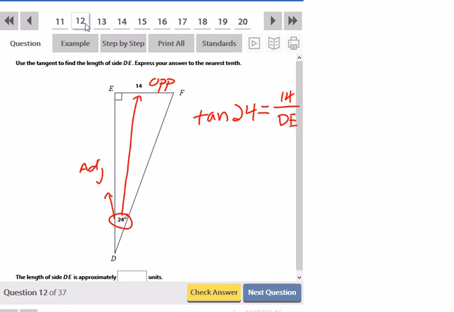So just like the last one, we're looking for the side length on the bottom of the fraction, in the denominator, so I can just switch and say DE is equal to 14 over tangent of 24. They want this to the nearest tenth. 14 divided by tan 24, and that's going to be 31.4 if we round to the nearest tenth.